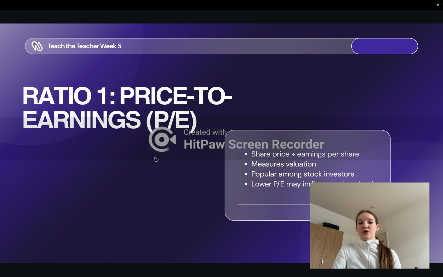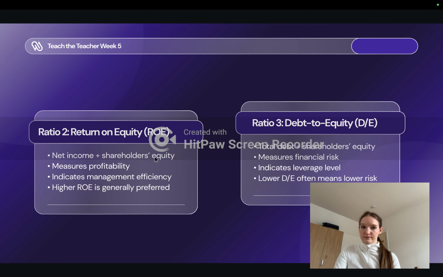Ratio number 1 is the price to earnings ratio. It's one of the most popular among stock investors. It's calculated by dividing share price by earnings per share, and it measures whether the stock of the company is at the moment over-valued or under-valued. A lower PE may indicate under-valuation.